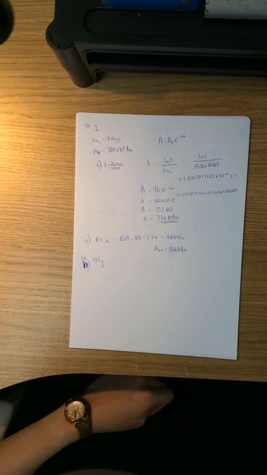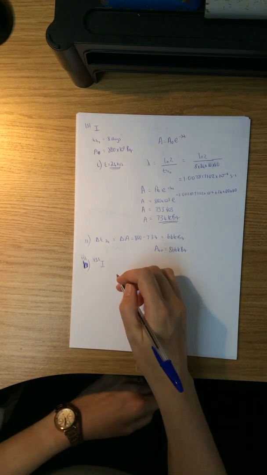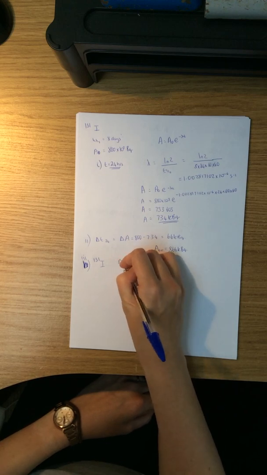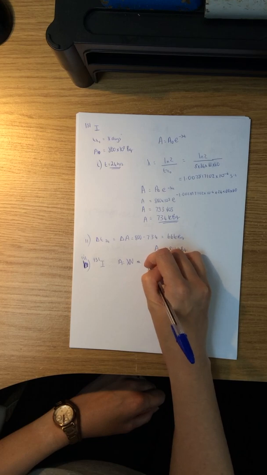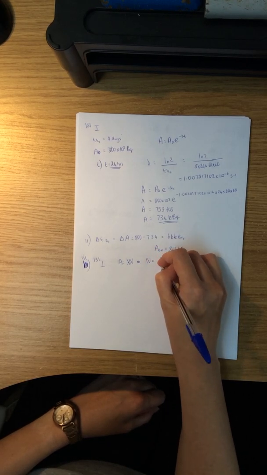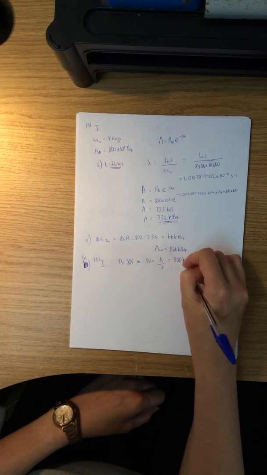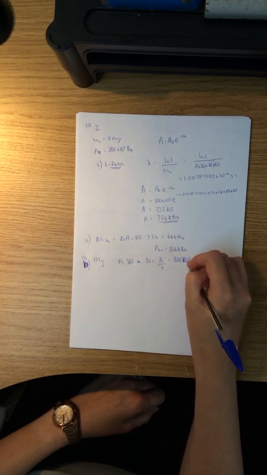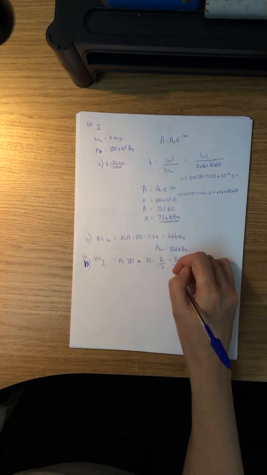So to figure out the mass of the sample, we're going to need to know how many atoms are in there, or how many nuclei. So we're going to use A equals lambda n. Okay, and this allows us to find n, so that's going to be A over lambda. When it was given to the patient, A was 800 kilobecquerels, so 800 times 10 to the 3. And lambda's given here, okay?